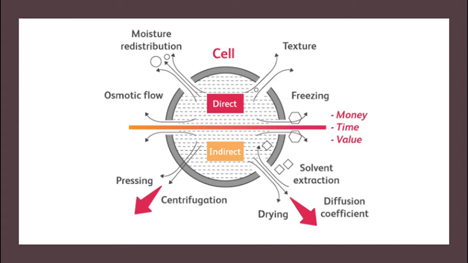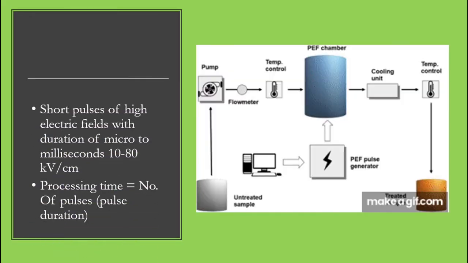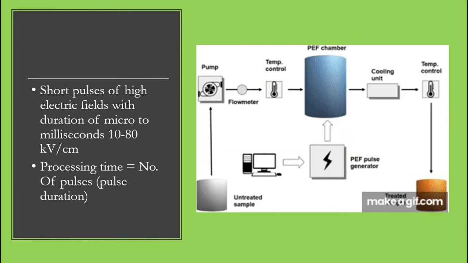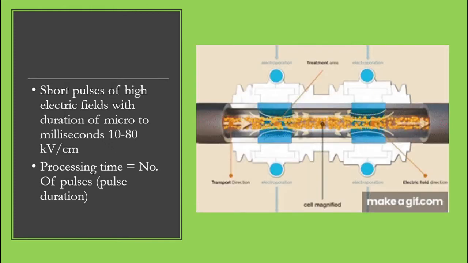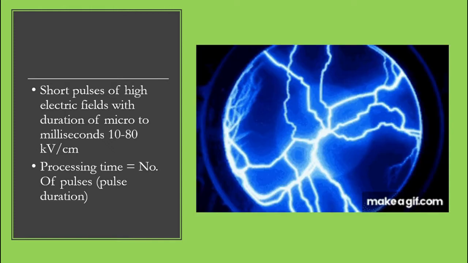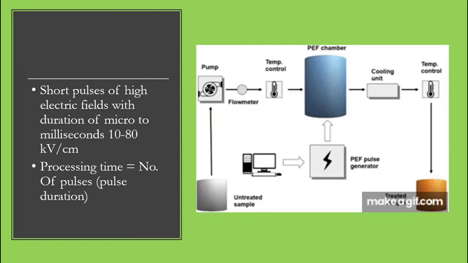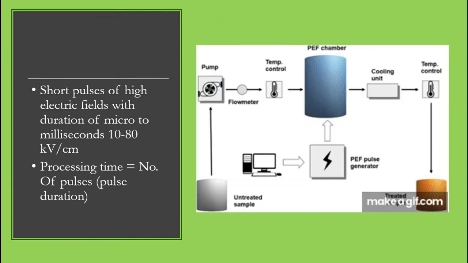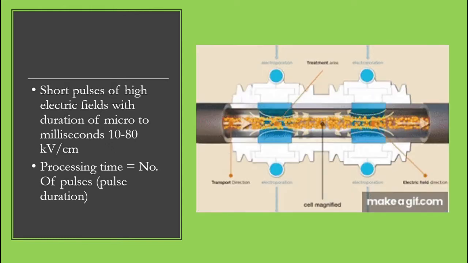Moving to the principle in pulsed electric field, the basic principle of PEF technology is the application of short pulses of high electric field with a duration of micro to milliseconds and intensity in the order of 10 to 80 kV per centimeter. The processing time is calculated by multiplying the number of pulses by the effective pulse duration. The process is based on pulsed electric current delivered to a product placed between a set of electrodes.